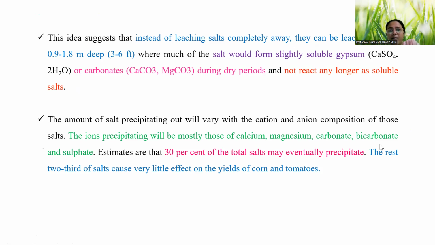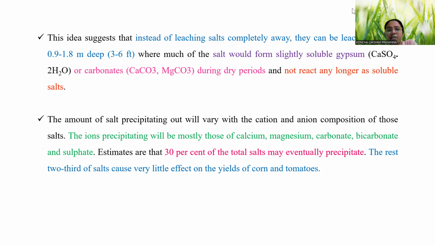At this level, the salts form sparingly soluble gypsum and also the carbonates, that is calcium carbonate and magnesium carbonates, during the dry period, and they do not react with any other salts. Thereby, the sodium concentration is decreased. The amount of salt precipitating out will vary with the cation and anion composition of these salts. The ions precipitating will be mostly calcium, magnesium, carbonates, bicarbonates, and sulfates.